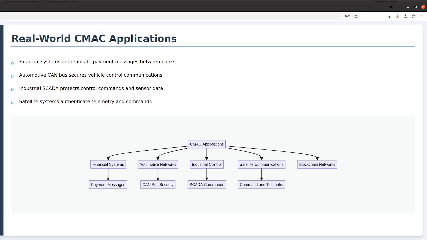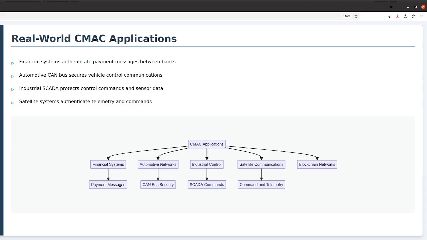Military and defense applications use CMAC in secure communications equipment. Tactical radios, secure phones, and encrypted data links use CMAC for message authentication. These systems often have stringent certification requirements that CMAC's FIPS validation can help meet.